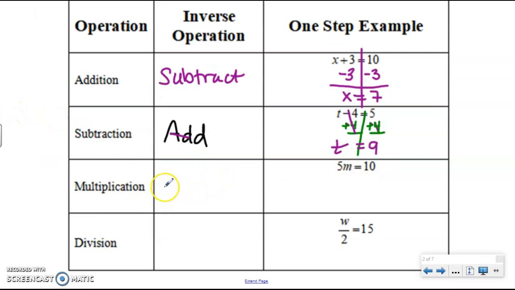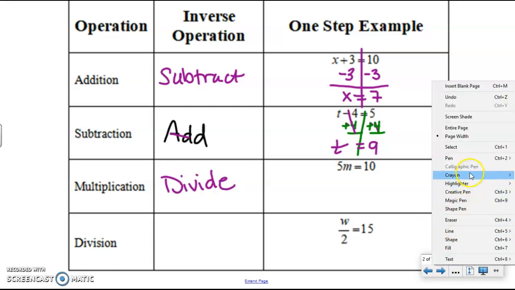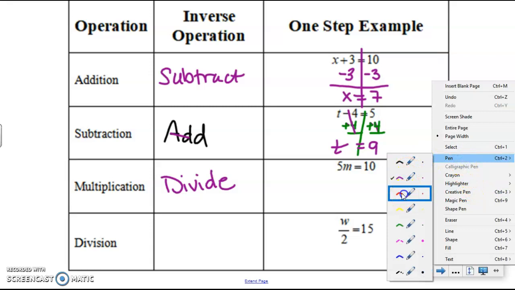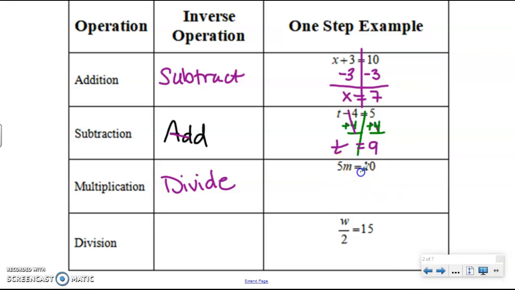Multiplication: the opposite of multiplication is division. If I have 5 times m, I'm going to divide by 5 on both sides to cancel that out and get the m alone. So 10 divided by 5 is 2.